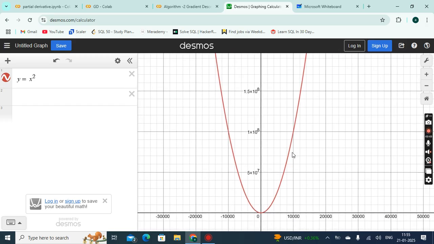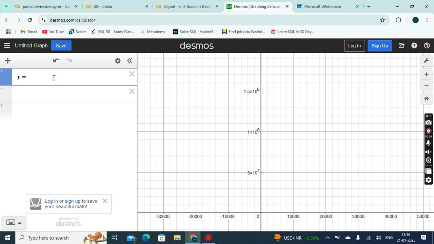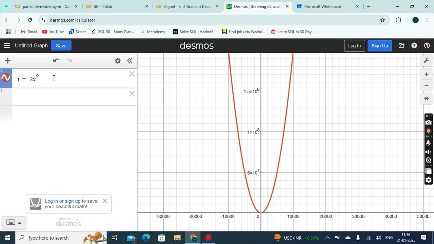Right? So you have this graph, y equals x square. Can you tell me what is the maximum point this graph can go? Or let's say if I write 2x square. Okay, now can you tell me what is the maximum point this graph can go?